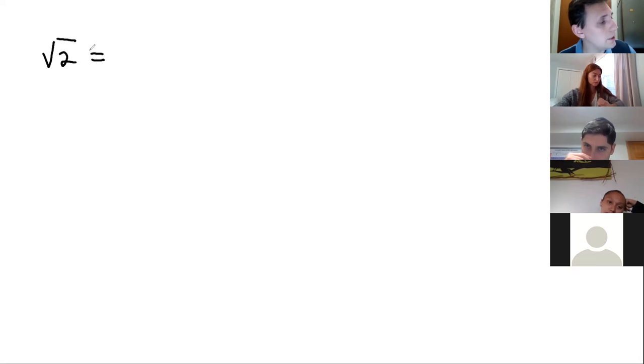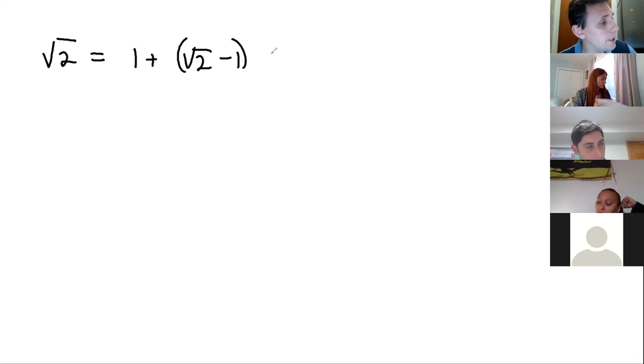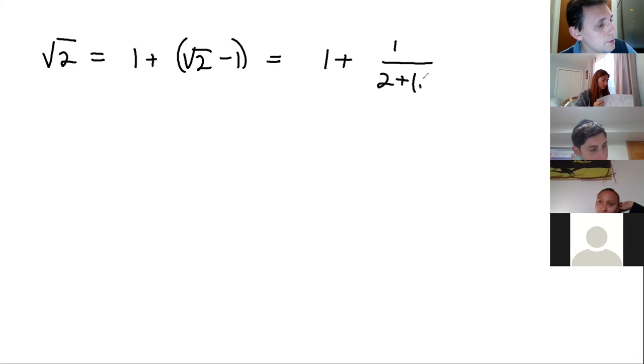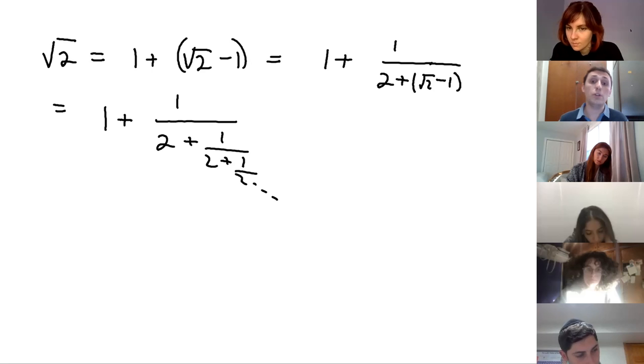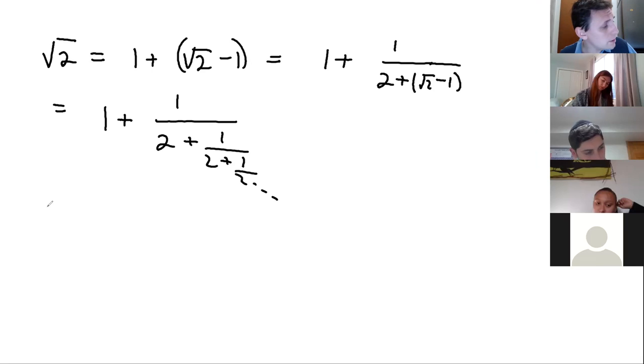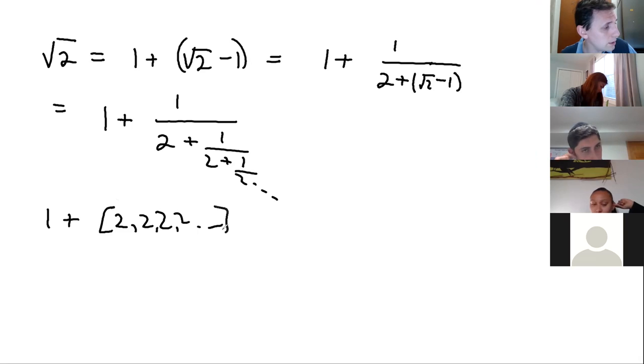So for instance, there is one nice way to calculate root of 2, which you, I hope, remember. I taught you that. It was 1 plus root 2 minus 1. And by multiplying by the conjugate, that becomes 1 plus 1 over 2 plus root 2 minus 1, which I can then just do recursively. So recursively, I see that root of 2 is 1 plus 1 over 2 plus 1 over 2 plus 1 over 2, etc. That's called continued fraction approximation. For that continued fraction approximation, root of 2 is just the number 1 plus, which you can represent as 2, 2, 2, 2. In this case, it looks like a rational number.